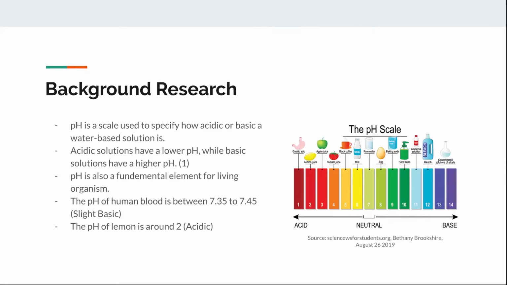And for lemon, the pH is 2, which is acidic, and on the pH test strip, it will show a reddish or orange color. So pH is a fundamental element for living organisms, and it is very important for organisms that grow either in water or soil.